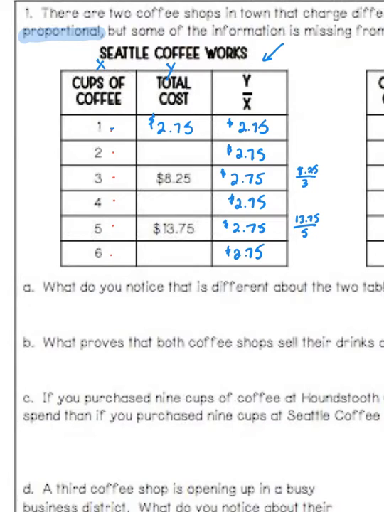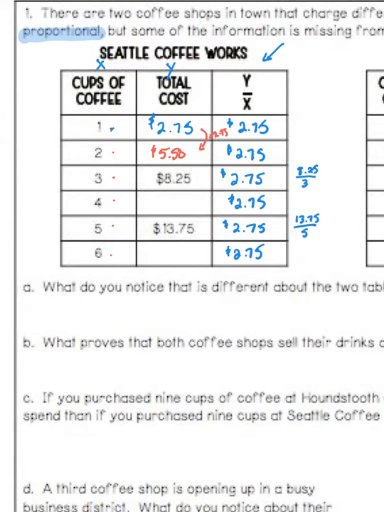So those are going right in order up 1, which means we could then, if it's $2.75 for 1 cup of coffee, we could add another $2.75 to get the next price, which would be $5.50.